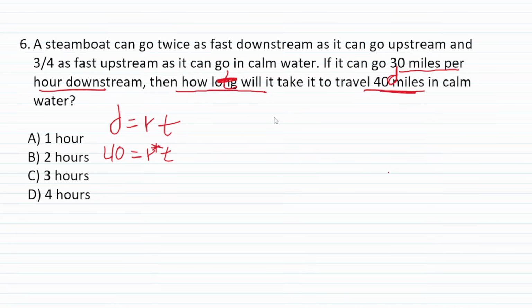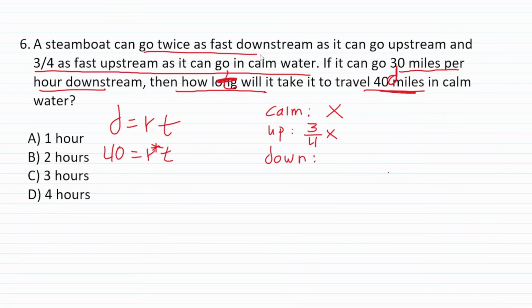So let's take a closer look at our rates here. We have 3 conditions. We have calm water, we have upstream, and we have downstream. All right, so all these are unknown. I'm going to call the rate of this steamboat in calm water x. And let's work backwards here. It could go 3/4 as fast upstream as it can go in calm water. So that would be 3/4 x. And it can go twice as fast downstream as it can go upstream. So that would be 3/4 x times 2.